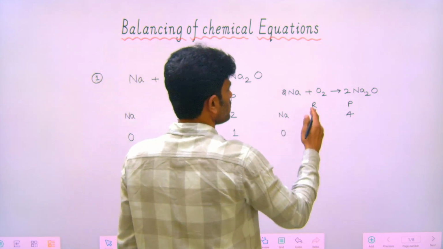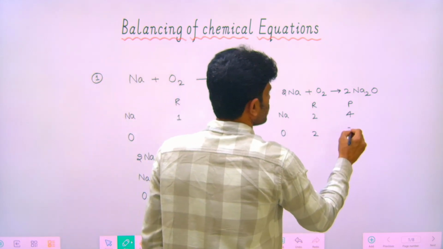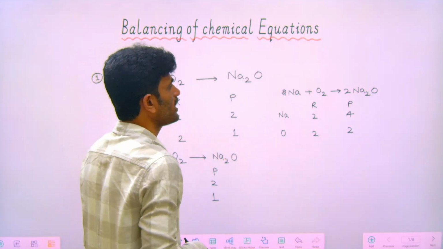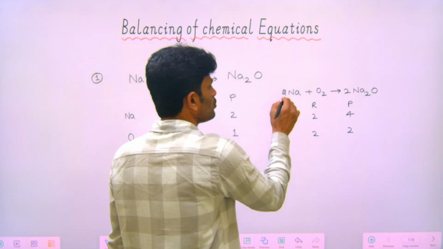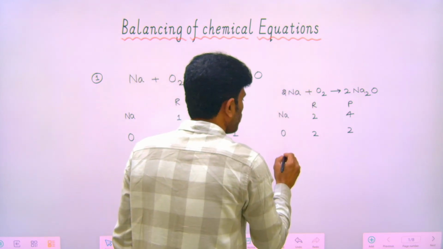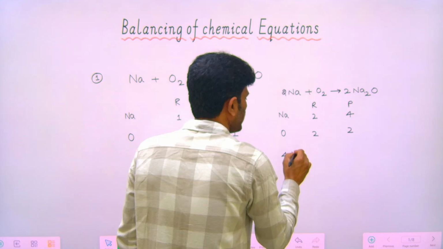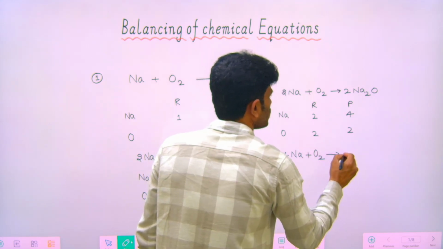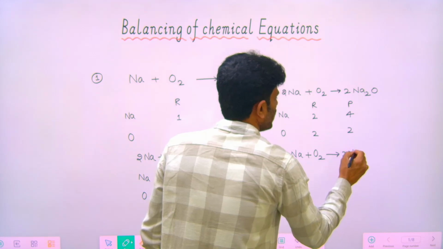So let us complete this. Oxygens here 2, here also 2. Oxygens are balanced but sodiums are different. So again to balance sodium, what do you have to do? These 2 we can make 4. Instead of 2 we can write it as 4. Now what happens? 4Na plus O2 gives rise to 2Na2O.